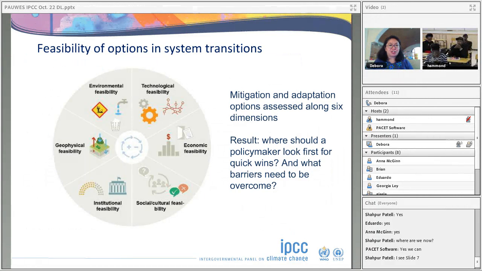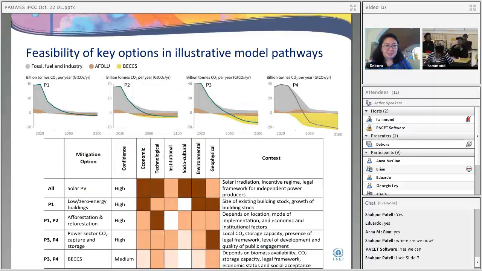So in order to assess which options are the best, we did a feasibility assessment of options and systems transitions. Mitigation and adaptation options are assessed along 6 dimensions, seen here: environmental, technological, economic, social, cultural, institutional, and geophysical. The questions we were trying to answer are, where should a policymaker look first for quick wins, and what barriers need to be overcome? Also looking not only at the feasibility of specific options, but also at the synergies and trade-offs that exist between mitigation and adaptation, and then with sustainable development.